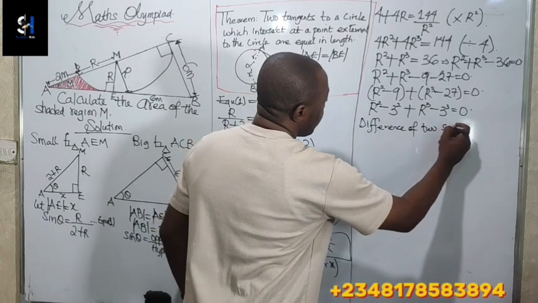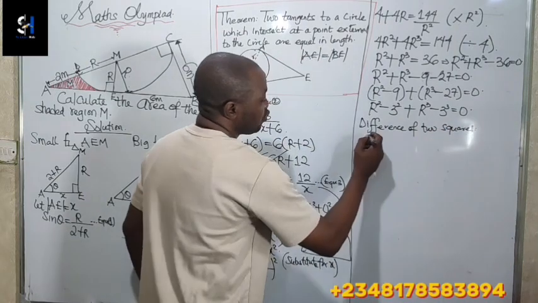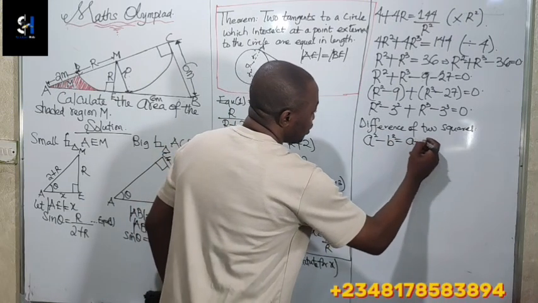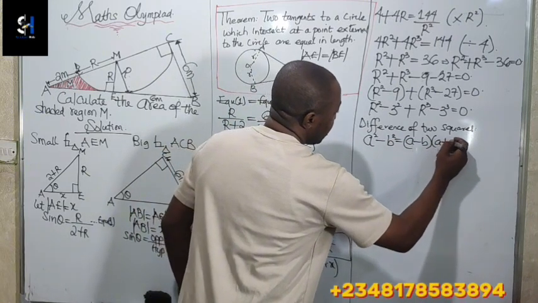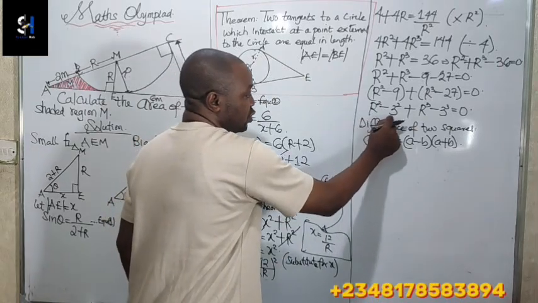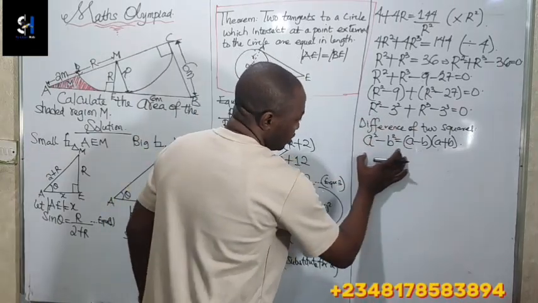let's say we have a squared minus b squared. This will be (a minus b)(a plus b). So we are going to write r squared minus 3 squared in terms of this.